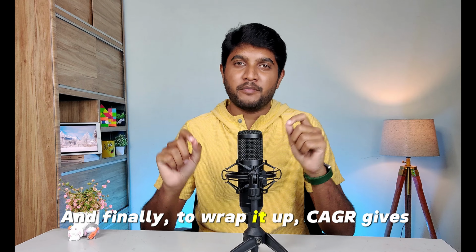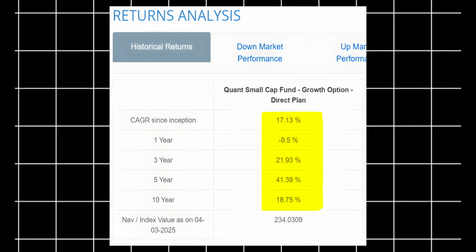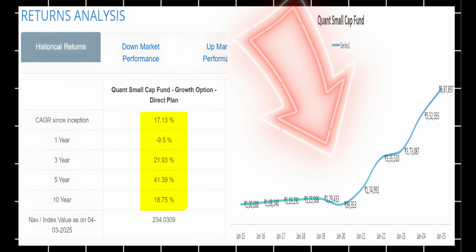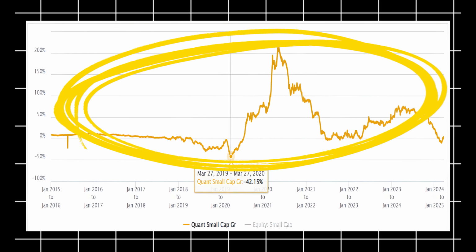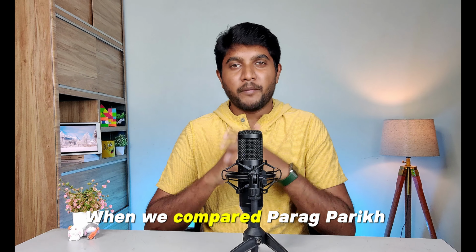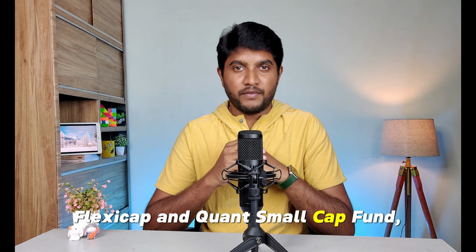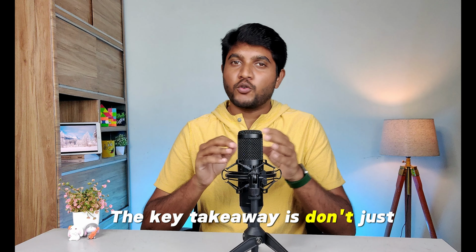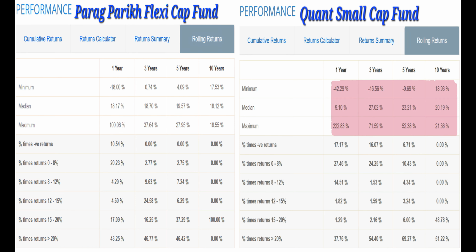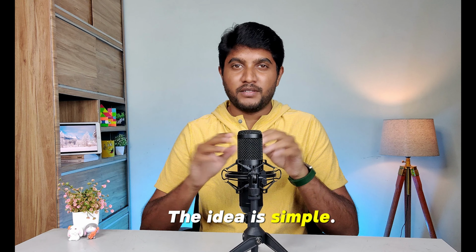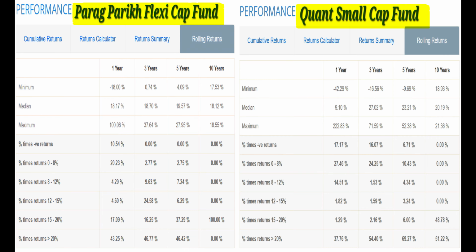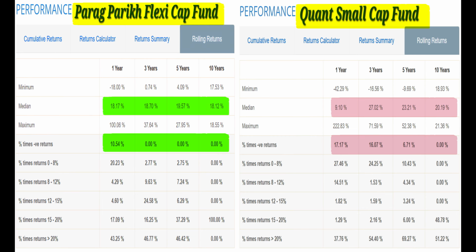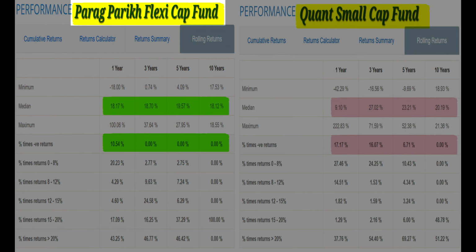And finally, to wrap it up, CAGR gives a simplified view, but it hides volatility. That's why rolling returns are a better way to judge a fund's consistency. When we compared Parag Flexi Cap and Quant Small Cap Fund, we saw that Quant had higher peaks but also more negative periods, while Parag was more stable. The key takeaway is don't just chase high returns, always look for consistency. The idea is simple. When selecting a fund, always check rolling returns and see how often it went negative and pick the one with lower volatility.